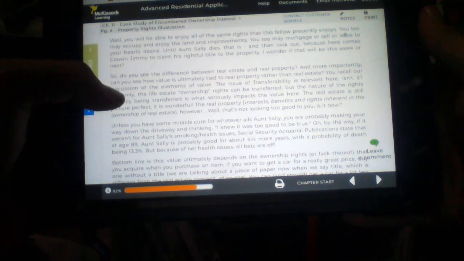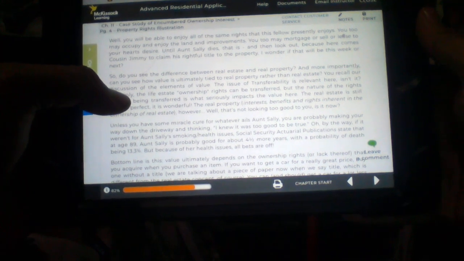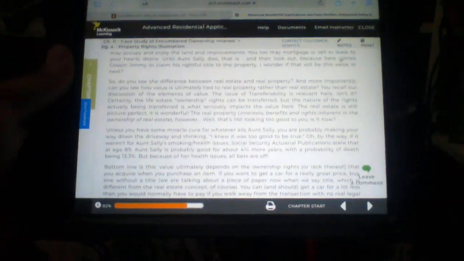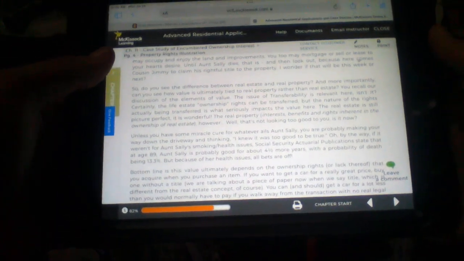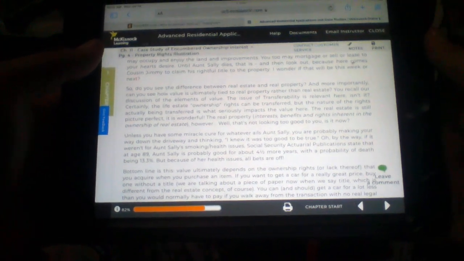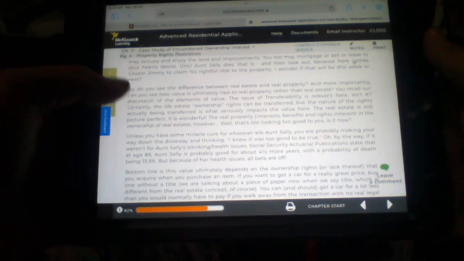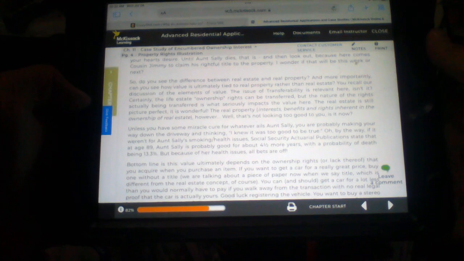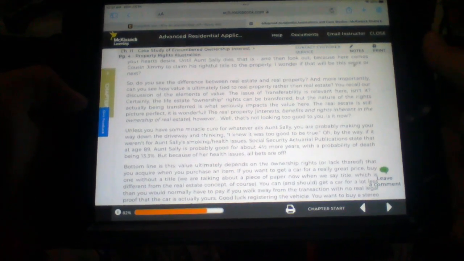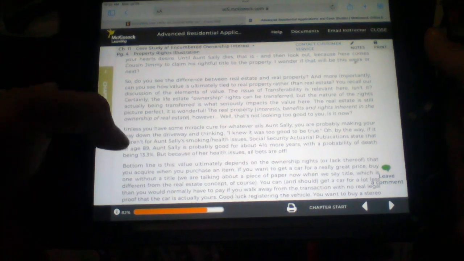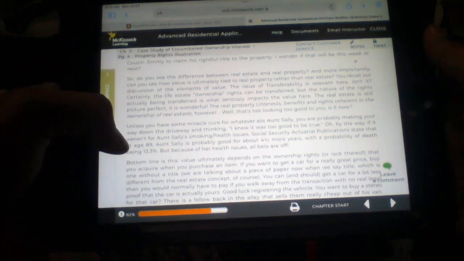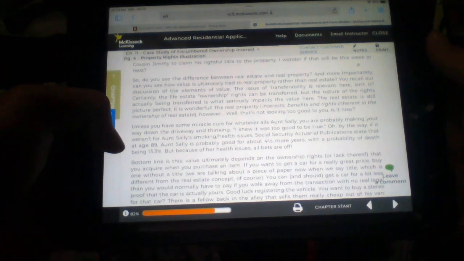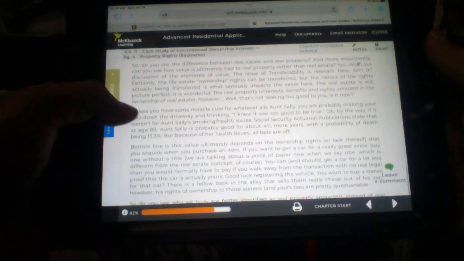Well, you will be able to enjoy all of the same rights that this fellow presently enjoys. You too may occupy and enjoy the land and improvements. You too may mortgage or sell or lease to your heart's desire until Aunt Sally dies. That is, and then look out, because here comes Cousin Jimmy to claim his rightful title to the property. I wonder if that will be this week or next.